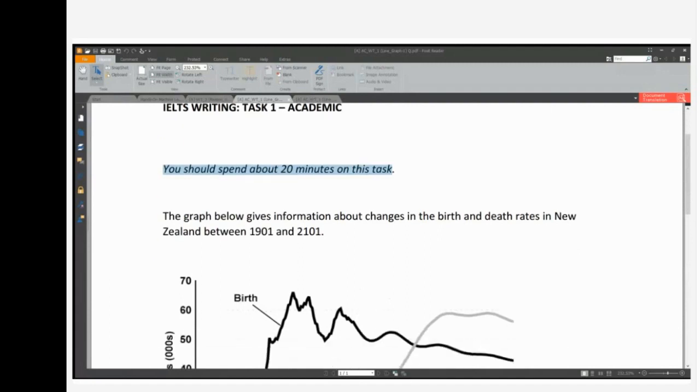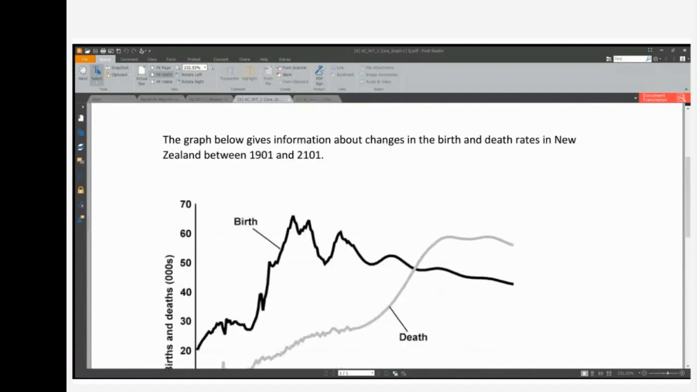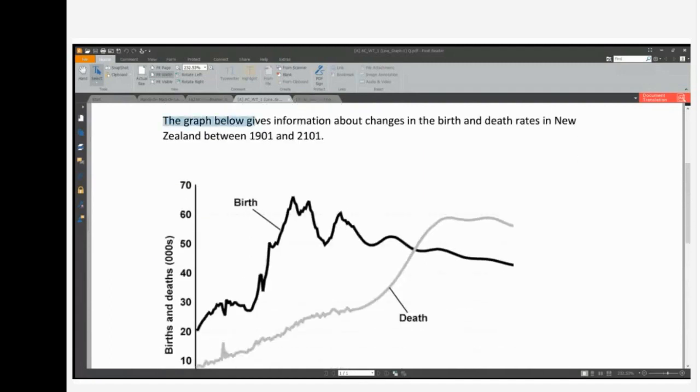The graph we have in front of us today says that the graph below shows information about changes in the birth and death rates in New Zealand between 1901 and 2101. So some of the data are from the past and some of the data are predictions of the future.